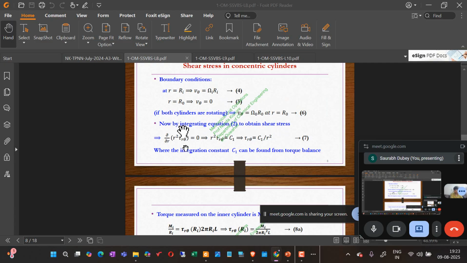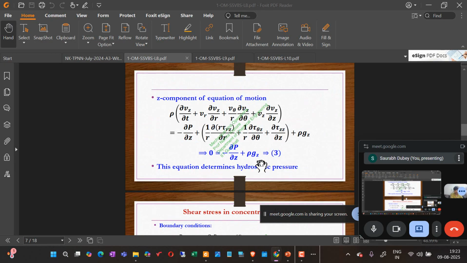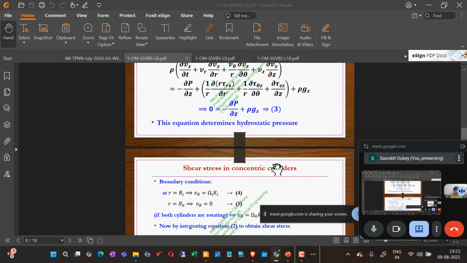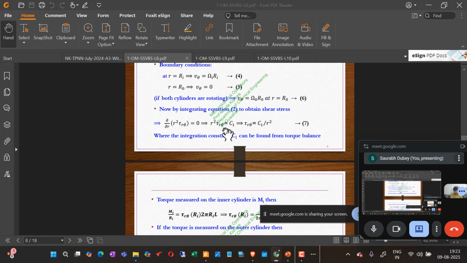And once you solve the theta component equation, which was del by del r of r square tau r theta equals 0, you will get that r square tau r theta equals a constant. This constant, C1, which comes up in order to get the shear stress, depends on the torque, right?